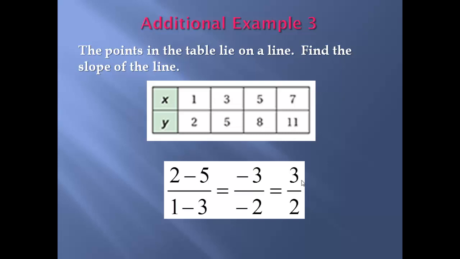So we're going to do the change in y over the change in x. For the change in y, we can do 2 minus 5 for the numerator, which would be negative 3. And then for our change in x, since we started with 2 on the top, we need to start with 1 on the bottom. So we can do 1 minus 3, which is negative 2. So then I have negative 3 over negative 2, which would be 3 over 2, or 3/2.